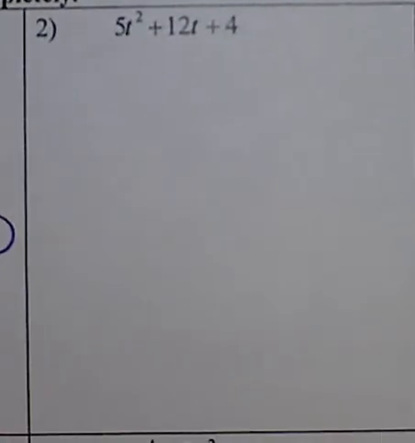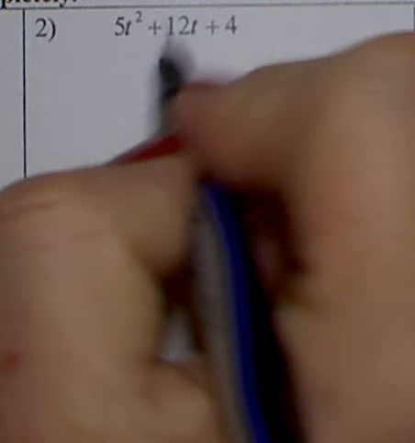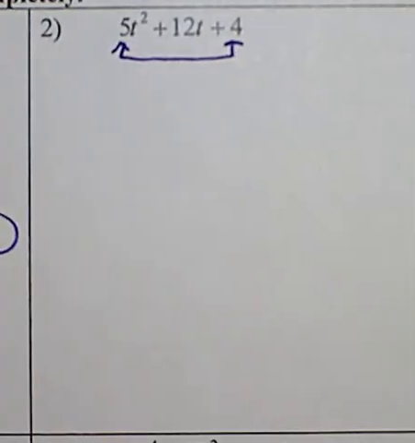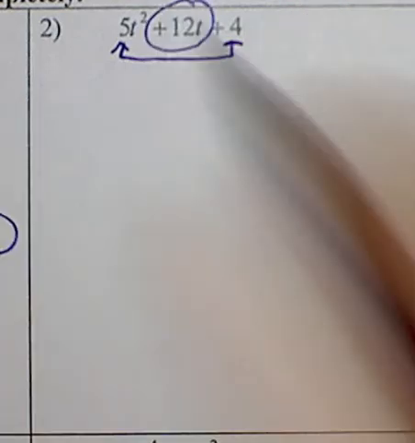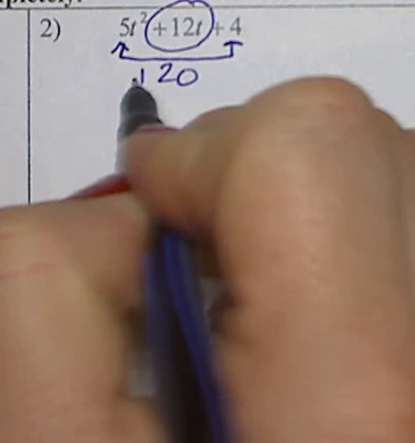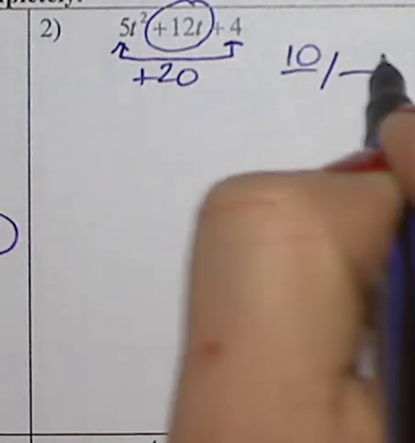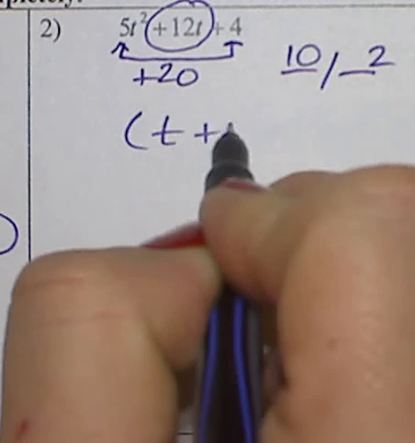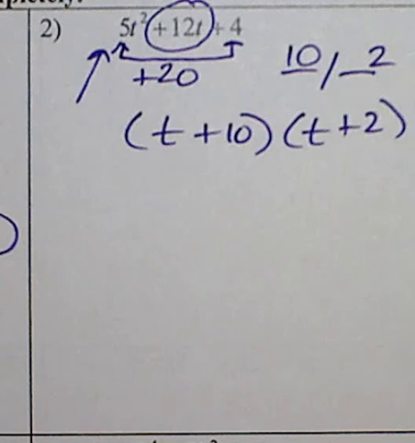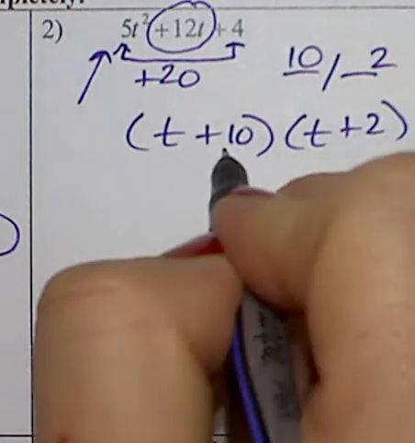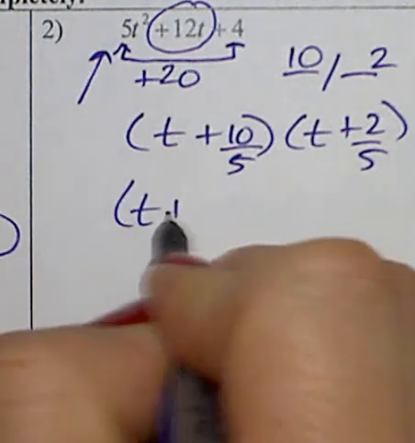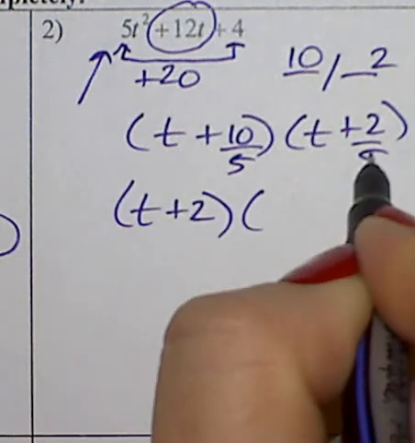Number two. What multiplies to give you 20 and combines to give you 12? Positive 20, and combines to give you 12. That'd be 10 and 2. So t plus 10 and t plus 2. Because the leading coefficient is different than a 1, I put a 5 underneath. I reduce when possible. And if it can't be reduced, then I do bottoms up.